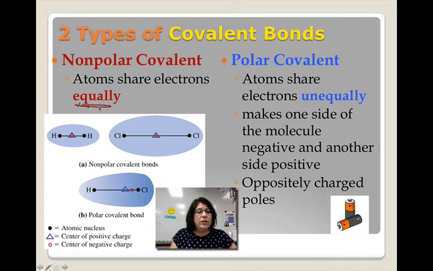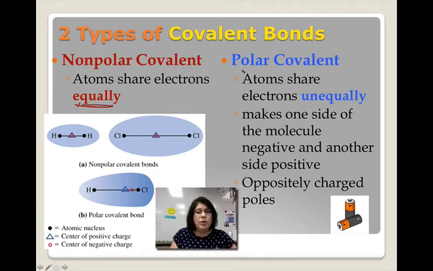When they share equally, that's what's shown right here. The electrons and the protons are between the two different atoms equally. There are no poles. All right, non-polar means no poles. We'll talk about poles in a minute. They share equally. There's no charges. It's just perfect. The other extreme is going to be what is called polar covalent.